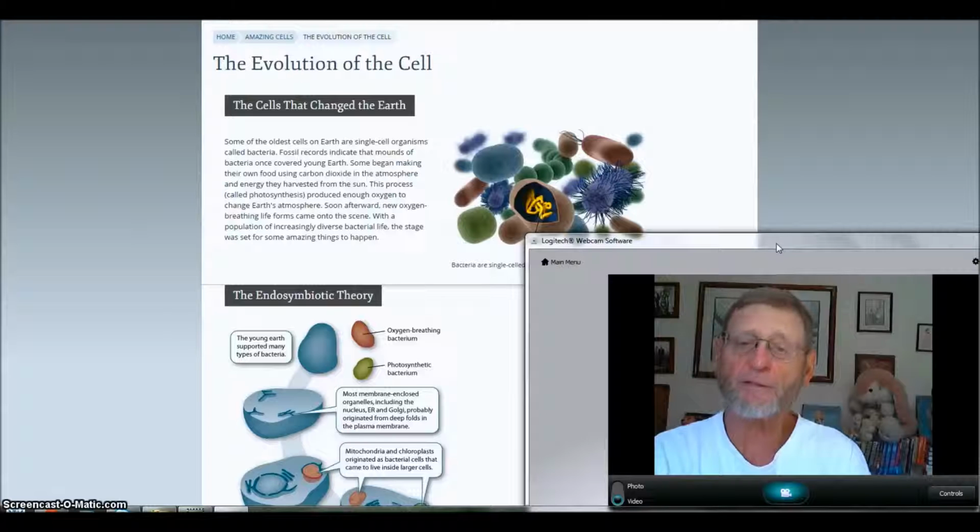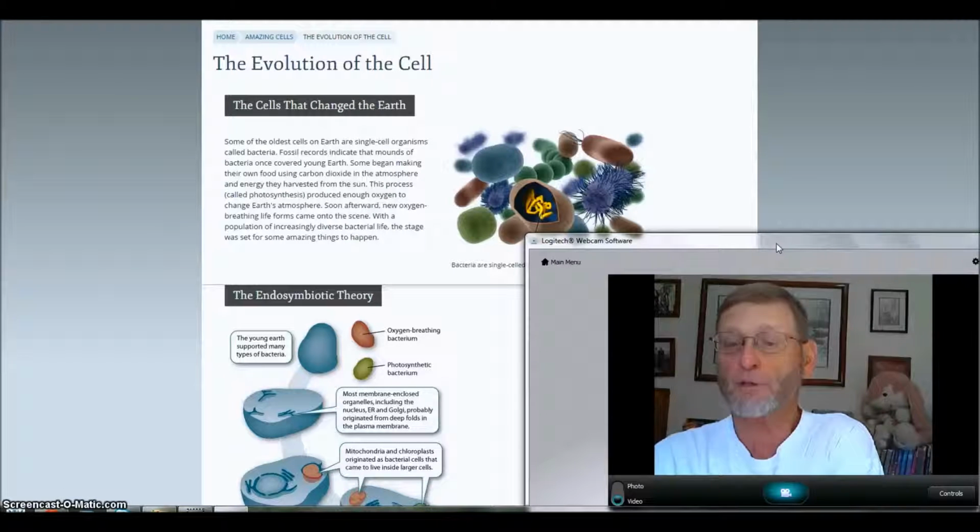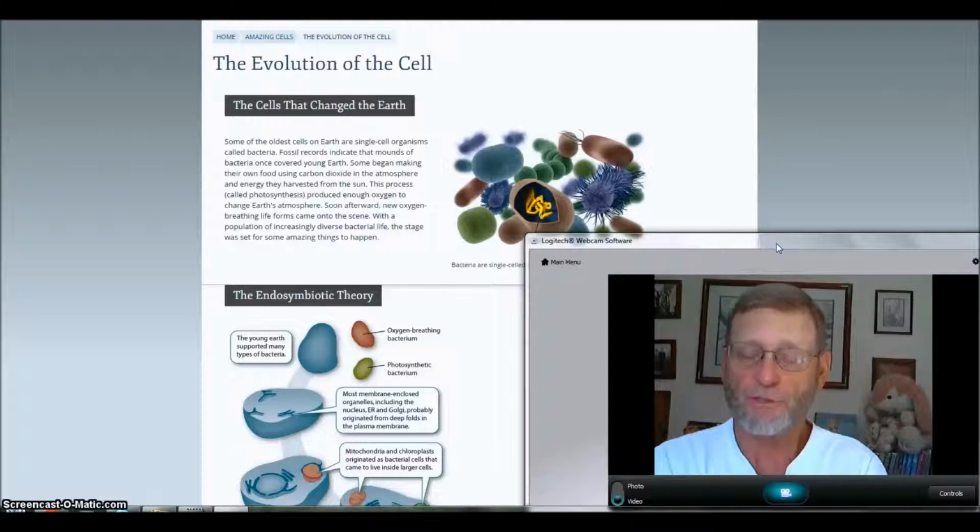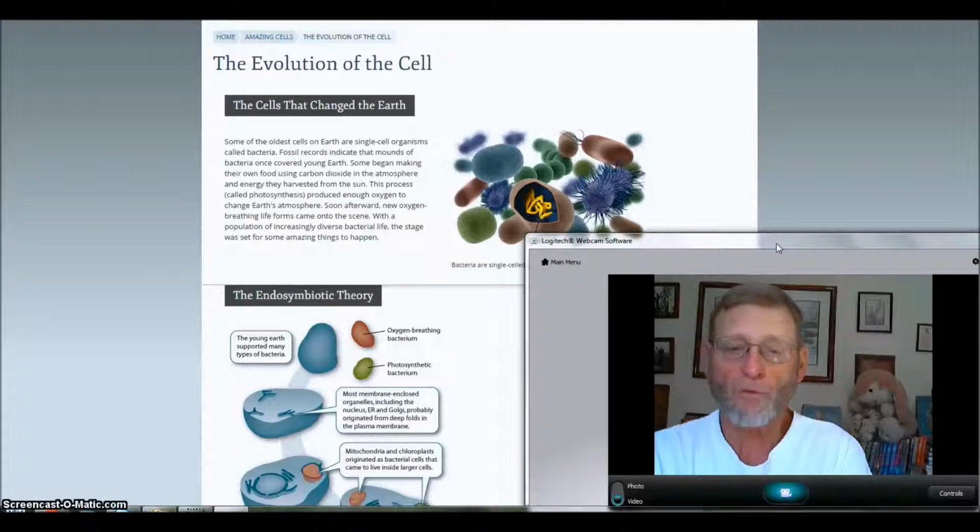Chloroplasts, on the other hand, for plants, capture light and use carbon dioxide and water to make sugar using sunlight. So that's what they do. So two different organisms evolved to be symbiotic within other cells.